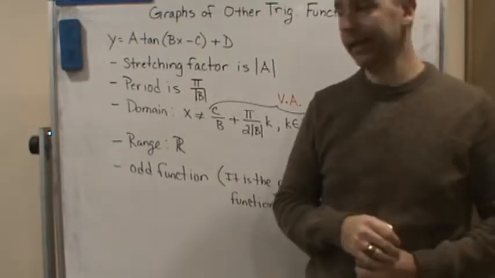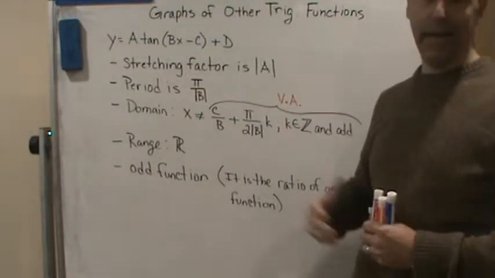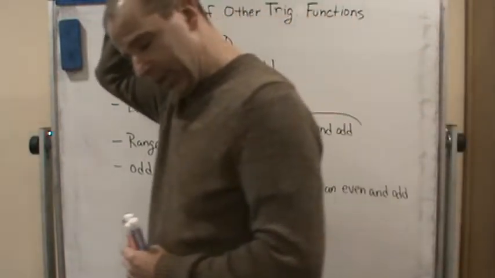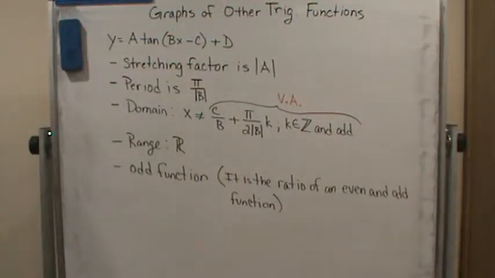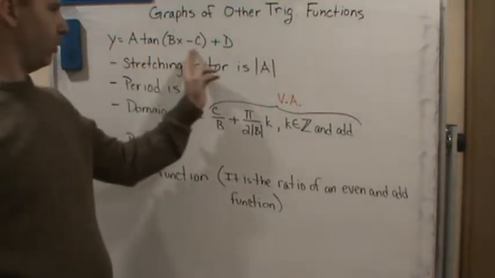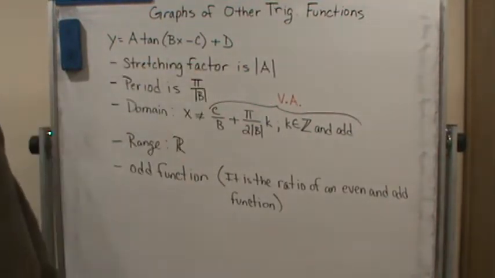Okay, so welcome back, and now we're going to go through adding the other two transformations, and that's going to be C and D. So we're talking about the vertical and horizontal shifts. And so this is going to be the general form of the tangent function.